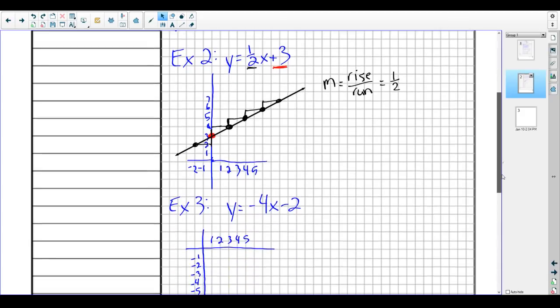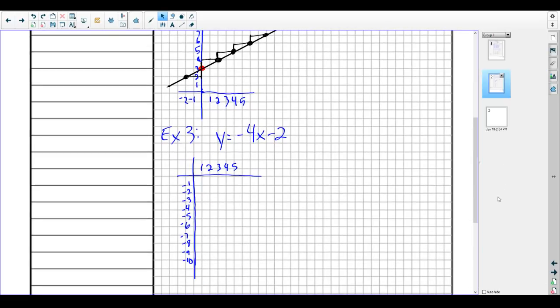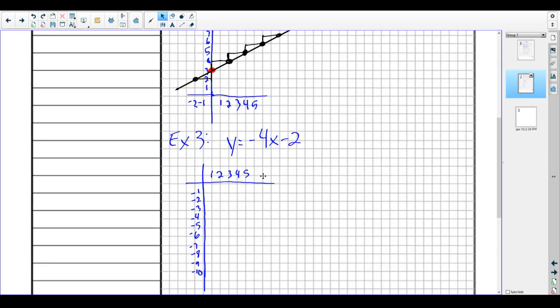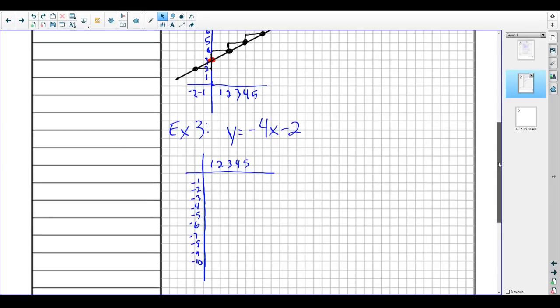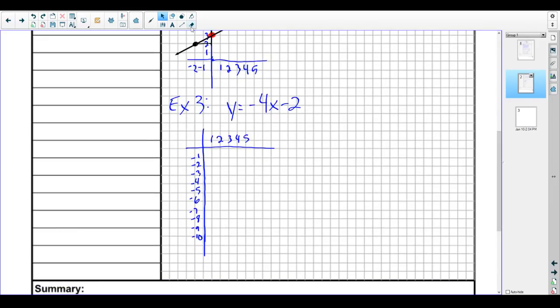We're ready for algebra. Alright, so we have y equals negative 4x minus 2. Another equation. So this time our slope is negative, which means our line should be going down instead of up. Like last time slope was 1/2. Positive. Line went uphill. Now it's negative 4, should be going down.